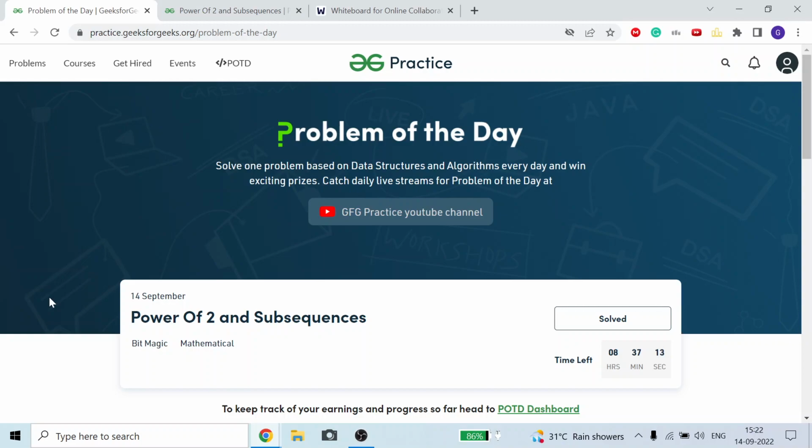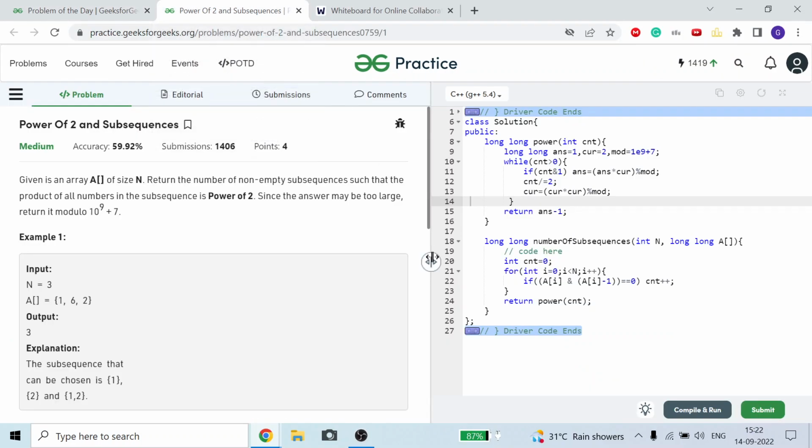Today we are going to discuss the Power of 2 and Subsequences problem, the problem of the day of GFG. So let's move on to the problem, guys. Here we are given an array A of size n, and we have to return the number of non-empty subsequences such that the product of all numbers in the subsequence is a power of 2, modulo 10^9 + 7.